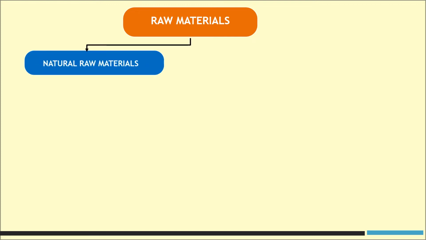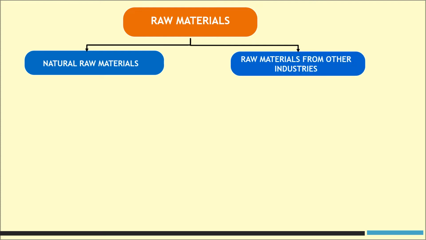Now let us consider the basic requirements of the chemical industry. The basic requirement is the raw material. As I said, the raw material can be obtained from the market, readily available material, or it can be the byproduct of other industries. There are two types of raw materials, natural raw material and raw material from other industries.